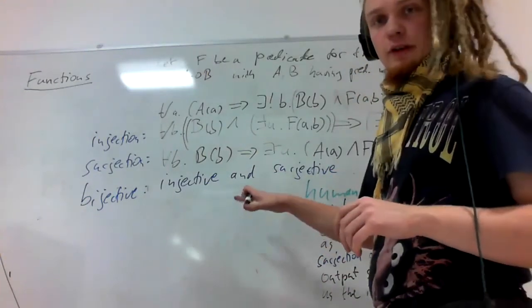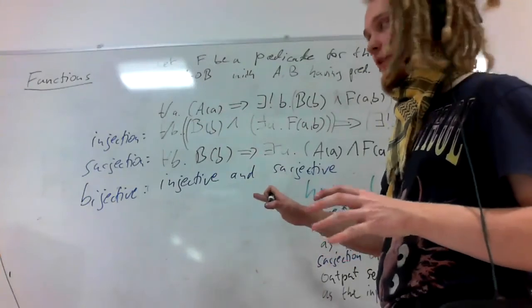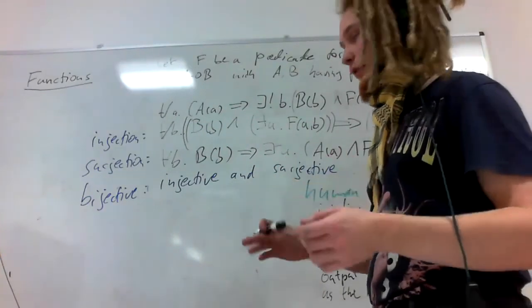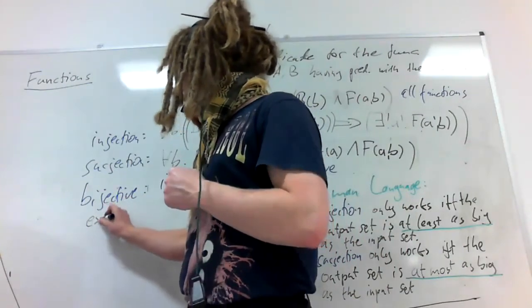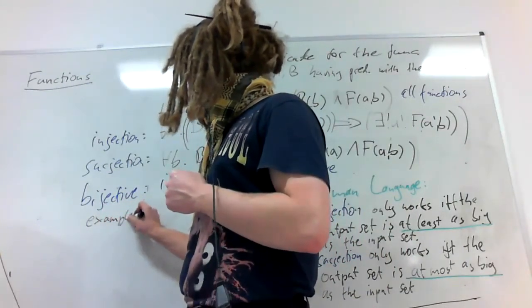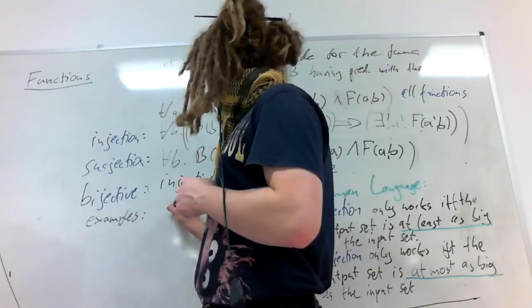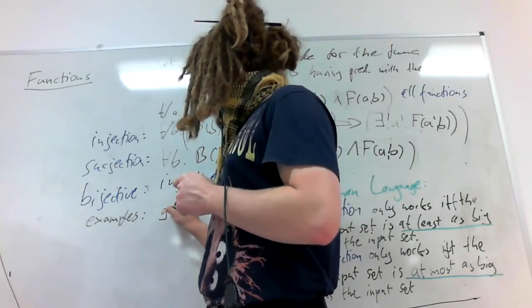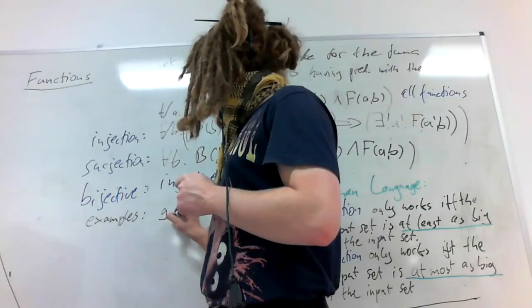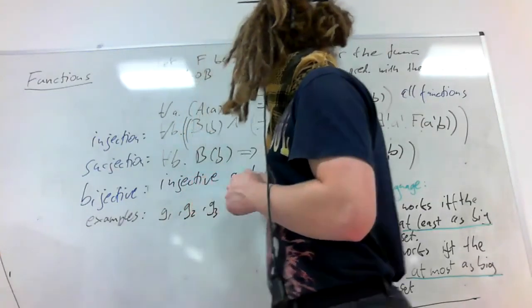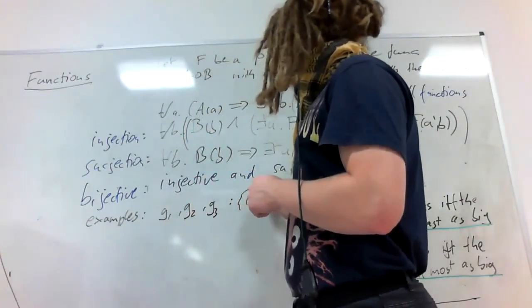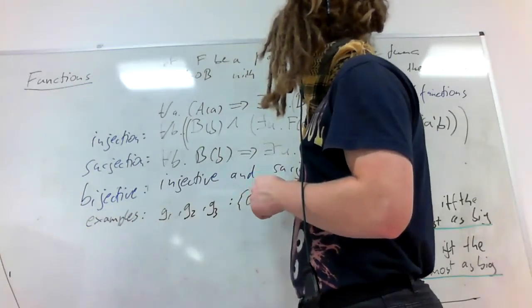Maybe let's, for the last few minutes, do a few examples of this, again with a function over finite things. Examples. So we have the functions G1 and G3, right? They again map from {0, 1} to {0, 1}.